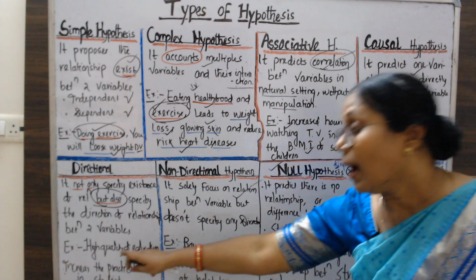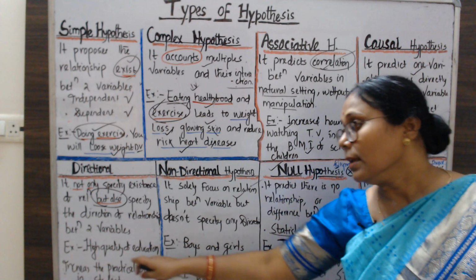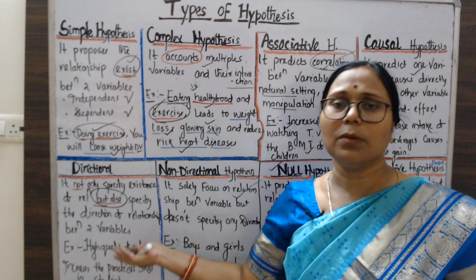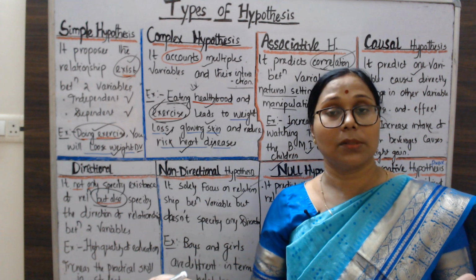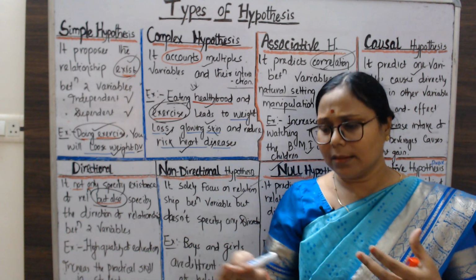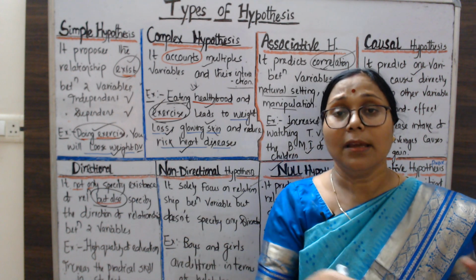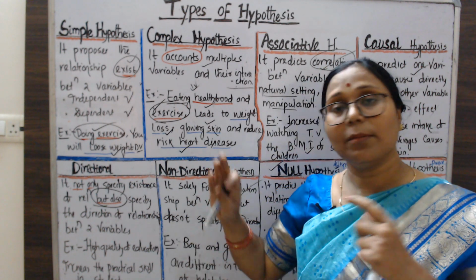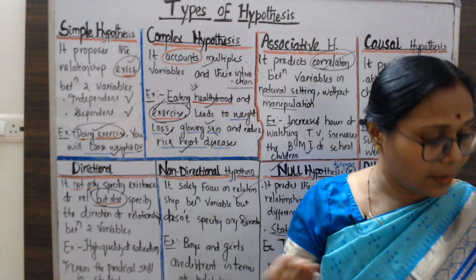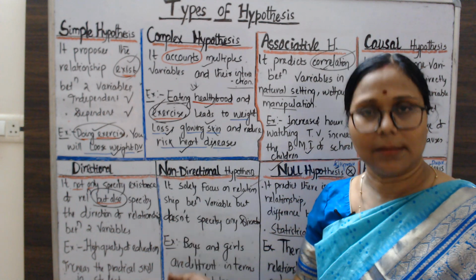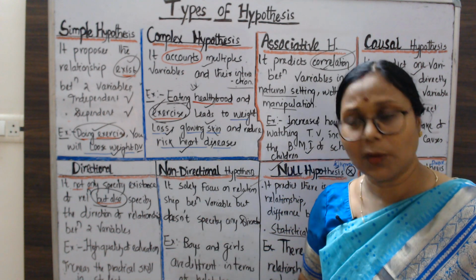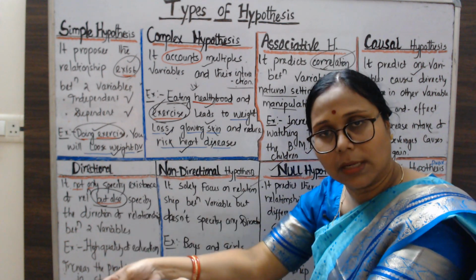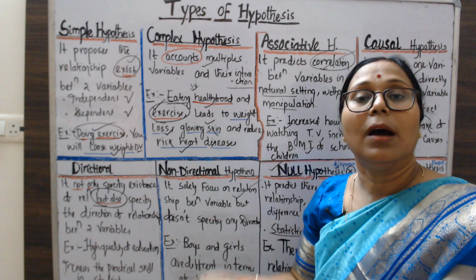Second example: high quality of education increases the practical skill or practical knowledge of the student. If you teach the students with new technology, like AI simulated procedures being available, or if you take a demonstration class, then the students have more practical knowledge. They will be more skilled. So this is positive, going forward. So it is a positive direction hypothesis.